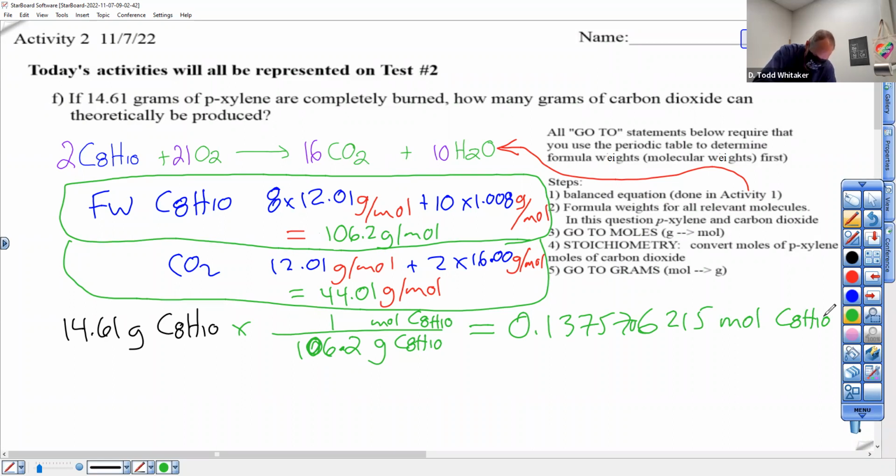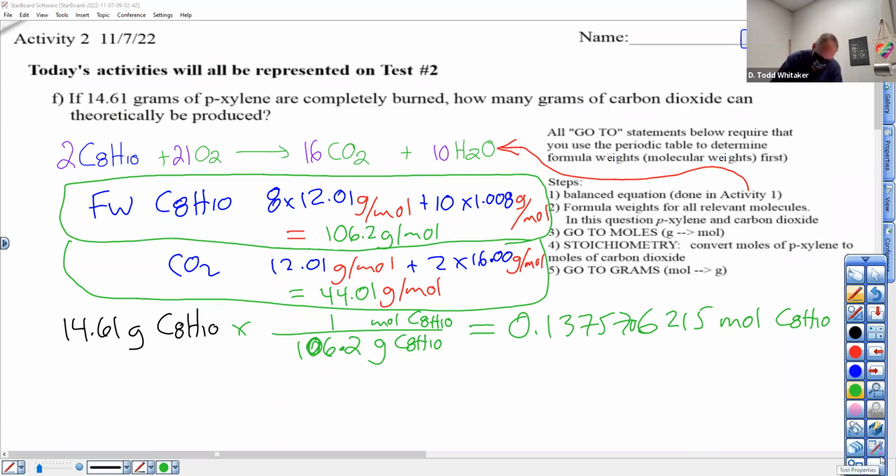Then stoichiometry, convert moles of p-xylene to moles of carbon dioxide. You can't see the 2 there. Yeah. Moles to moles. Hey, that's coefficients. That's stoichiometry. Let's go. We could have done this in one line. You know that, right?